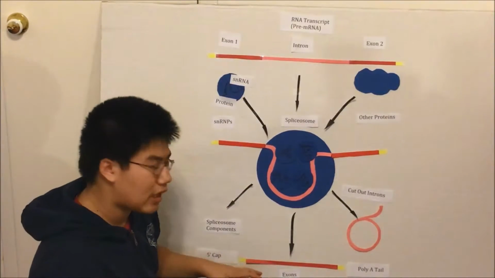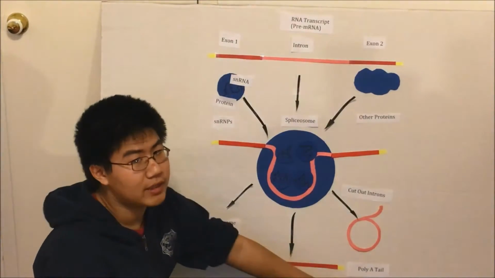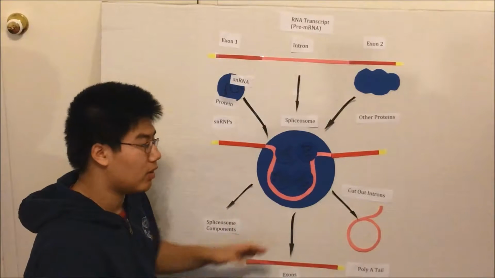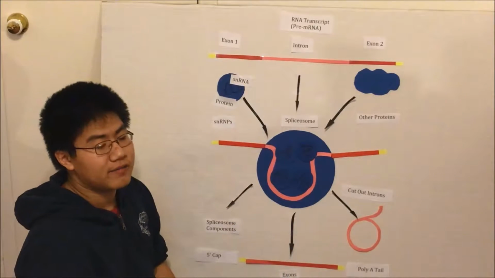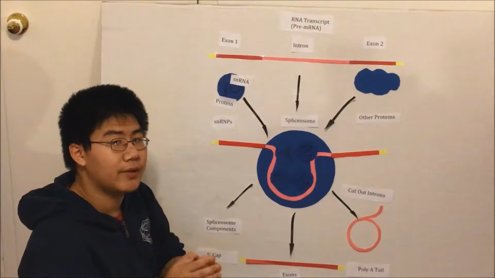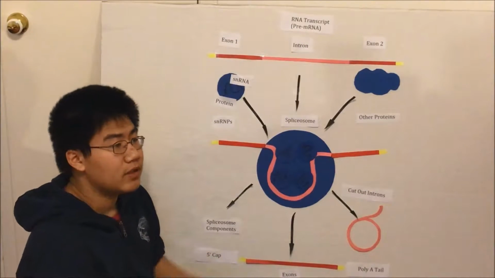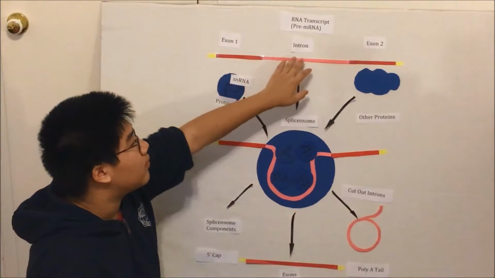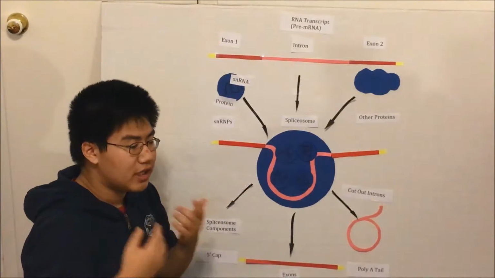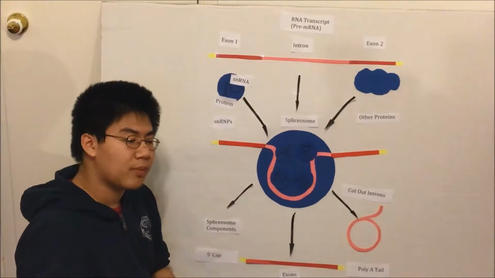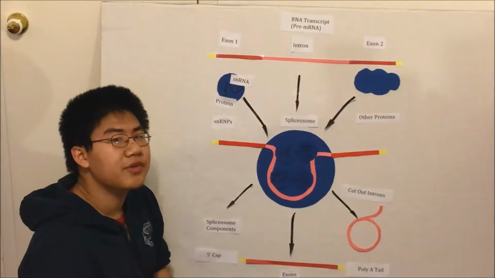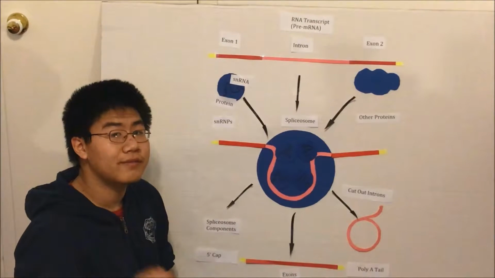Now, the mRNA strand will contain a 5' cap and a poly-A tail. The 5' cap is made out of a modified guanine molecule and the poly-A tail is made out of a series of adenine molecules. Now, depending on which of the genes in the RNA transcript are considered exons and which are considered introns, the proteins produced by the same RNA transcript may be different. This is known as alternative RNA splicing.